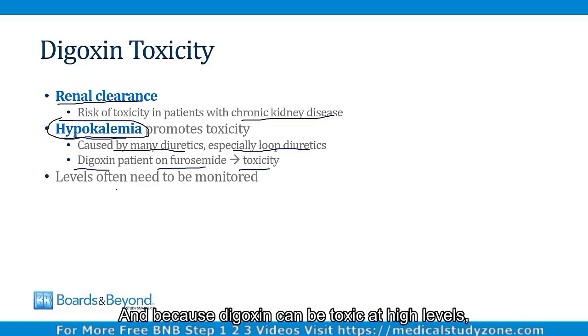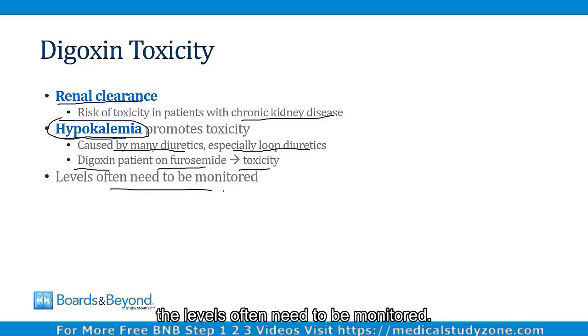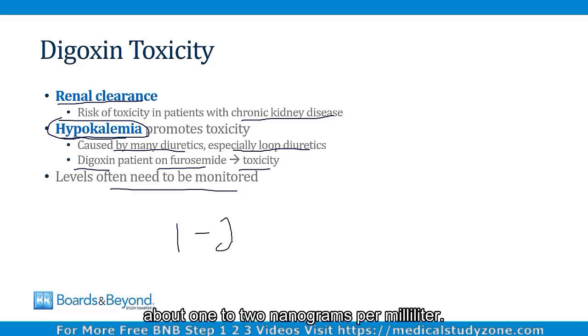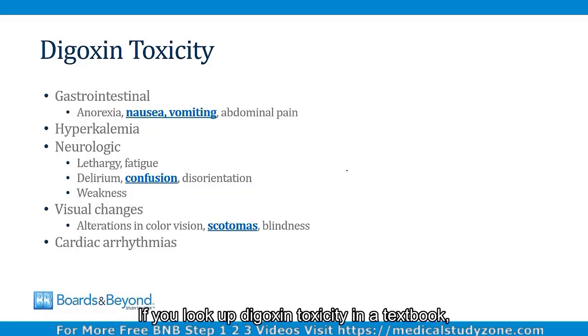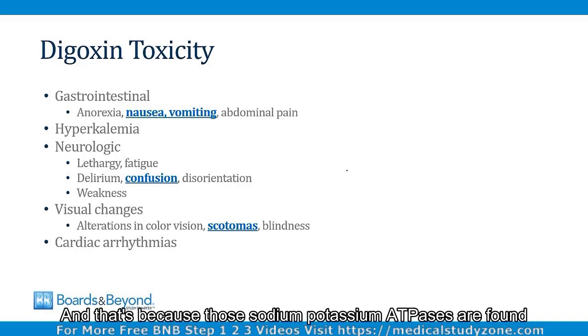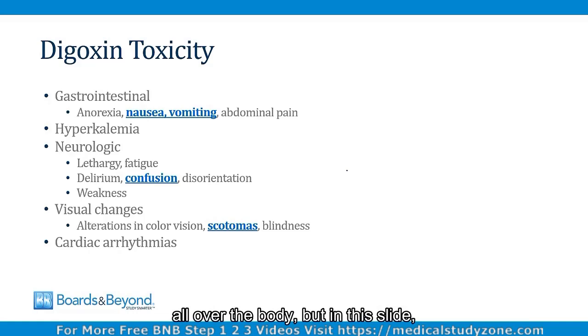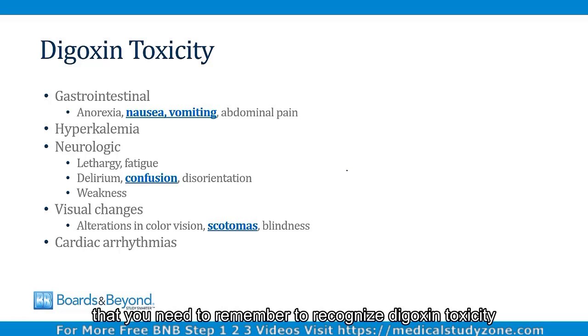And because digoxin can be toxic at high levels, the levels often need to be monitored. You can check a serum level. The normal range is about 1 to 2 nanograms per milliliter. If you look up digoxin toxicity in a textbook, you will find many different signs and symptoms that occur in lots of different organ systems, and that's because those sodium-potassium ATPases are found all over the body. But in this slide, I've highlighted some of the key changes that you need to remember to recognize digoxin toxicity in a board question.